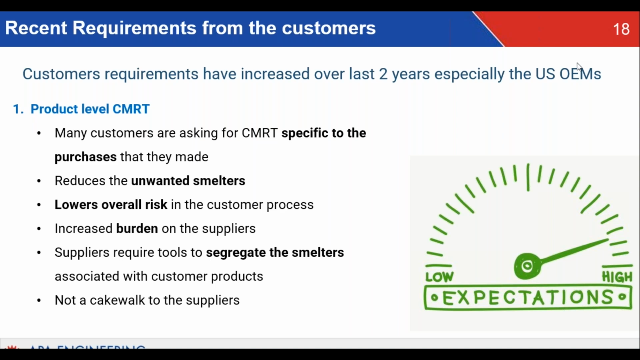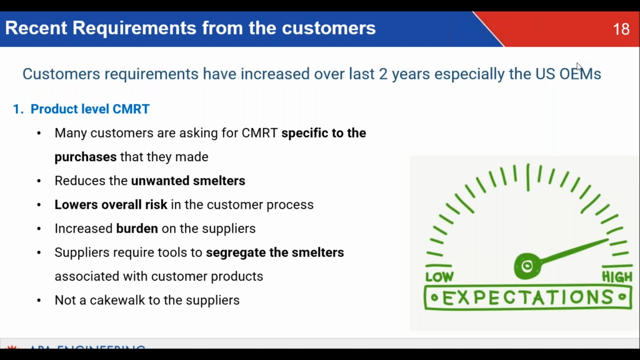The first thing is that we have seen an increase in requests for product level CMRTs. Earlier, a lot of organizations requested company level CMRTs, which was much easier for the suppliers. When an organization put out a request, it was easier for suppliers to give back the company level declaration, because they could be making a huge number of products, but it didn't matter. At the scoping level, it was very easy.